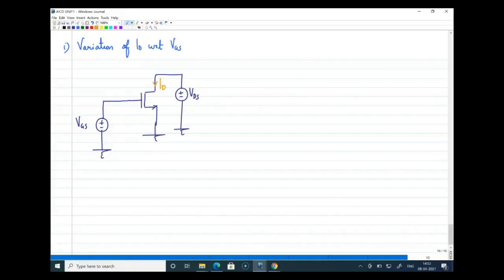For the time being, I'm not marking anything on the body, but sequentially, I will even consider the body terminal. Now with the DC voltages, you have this DC current that we know, and even when we try to develop the model, we assume that the saturation region will be maintained by suitable voltages. That is what this VGS and VDS do. Now we want to know how this ID varies with respect to VGS, or how this drain current varies when there is a small change in VGS voltage.